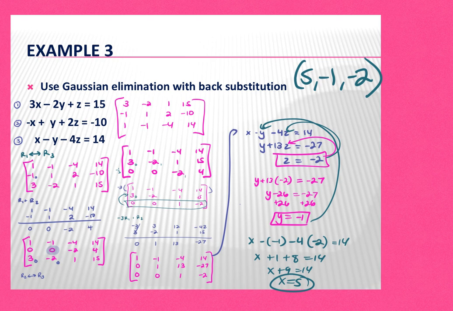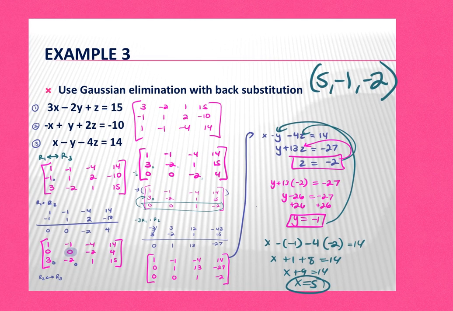So that process is called Gaussian elimination with back substitution. Tomorrow we're going to do something called Gauss-Jordan, which means get all the other zeros. So fun. Questions?